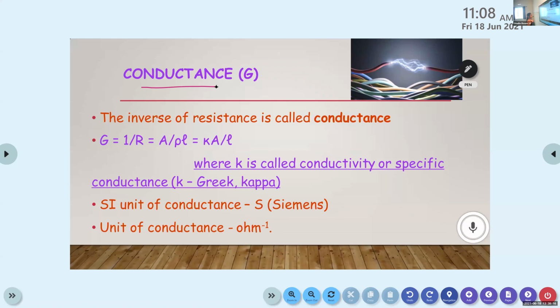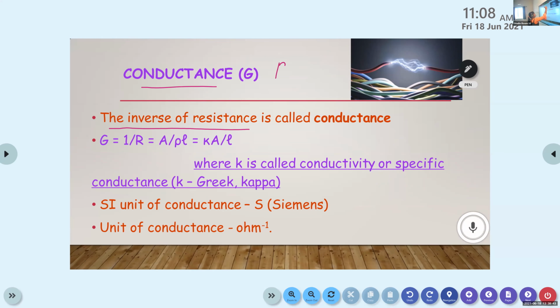Write down the heading conductance, and it is expressed as capital letter G. Resistance is capital letter R, and resistivity is represented as rho. Here it is conductance, G. The inverse of resistance is called conductance.